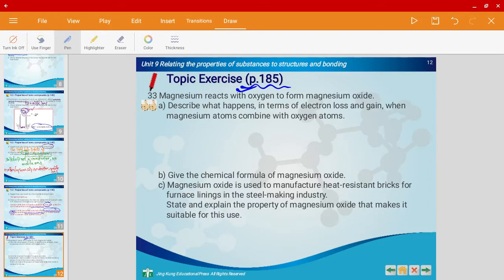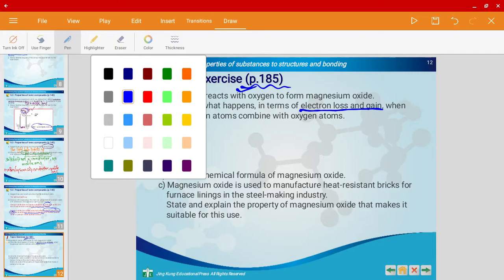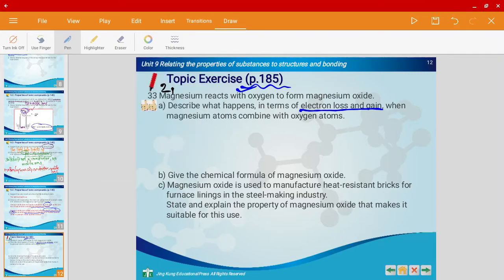Magnesium reacts with oxygen to form magnesium oxide. Question A. Describe what happens in terms of electron loss and gain when magnesium atoms combine with oxygen atoms. Okay, let's see. So magnesium, let's go ahead and write down the electronic arrangement. So magnesium is 2, 8, 2. How about oxygen? Oxygen is 2, 6. Okay. So you're asking us in terms of electron loss and gain.